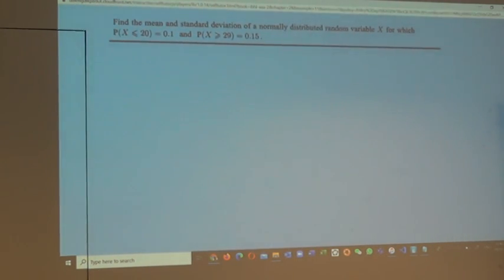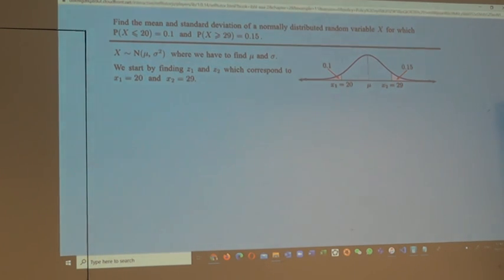In the previous example, we found the unknown mean given a quantile and the standard deviation of a normal distribution. In this example, both the mean and the standard deviation of a normally distributed random variable x are unknown, but we are given two quantiles. We illustrate these quantiles on a normal distribution curve. Since we do not know the mean and standard deviation, we start by finding the z-scores corresponding to the x values 20 and 29. We are told the probability that x is less than or equal to 20 is 0.1. We convert the x value to a z-score, then use the inverse normal function on our calculator. The corresponding z-score is about minus 1.282.